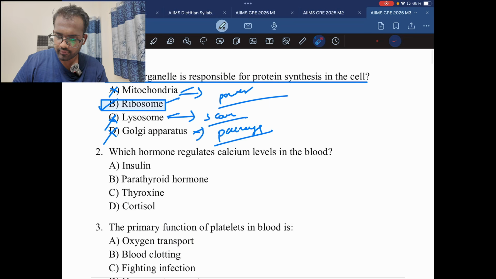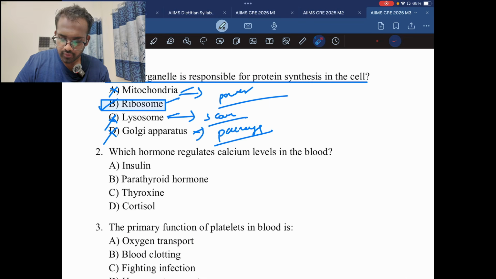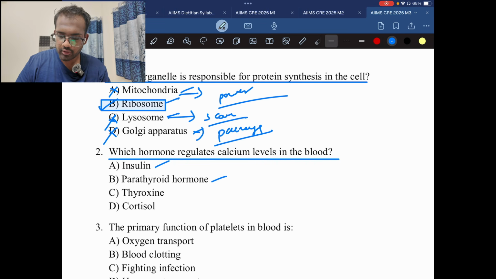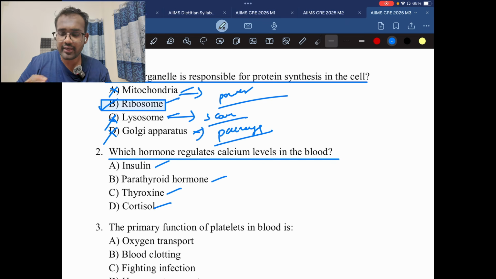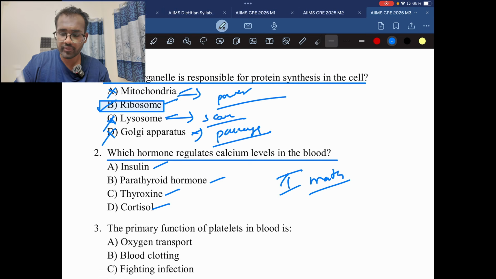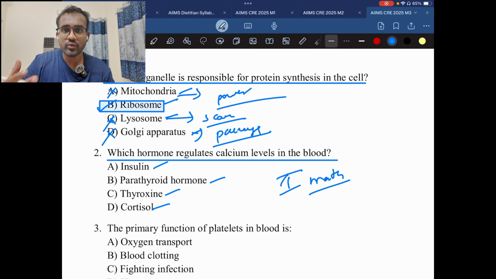Let's continue the video. Question number 2: which hormone regulates calcium levels in the blood? Insulin, parathyroid hormone, thyroxine, cortisol. Regarding this, I have explained in detail in part 1 of my marathon series. You can just go through it and come here. In that, I have explained how the parathyroid hormone works in vitamin D absorption and calcium regulation. Everything in detail I have mentioned in my part 1 series, but here I will go through it briefly.